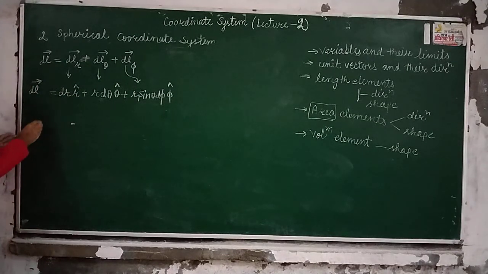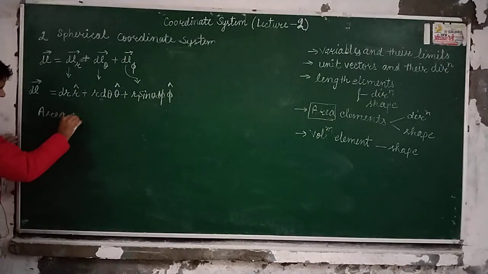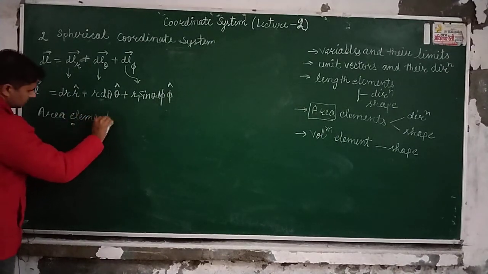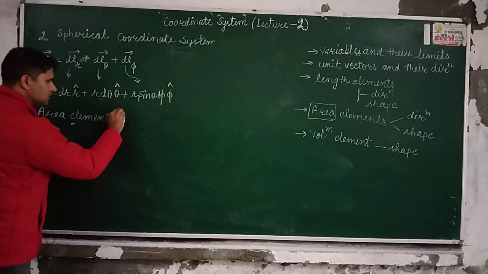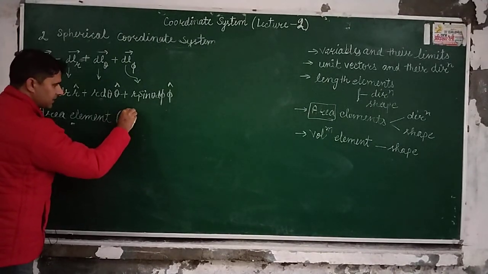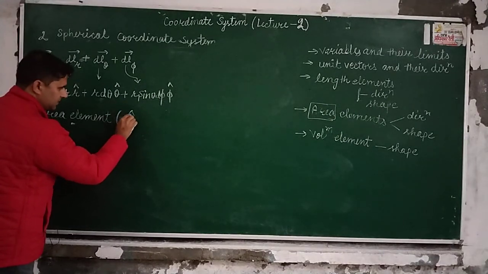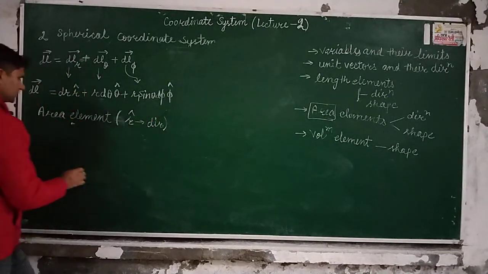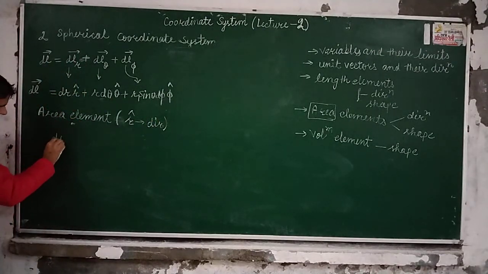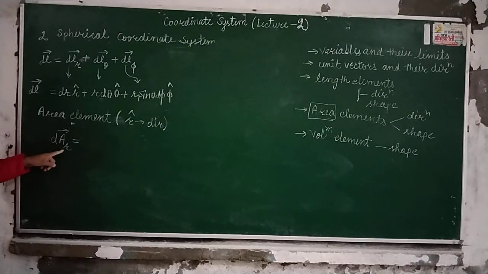So firstly we will discuss the area element whose direction is r cap. So I can write r cap direction. That is given by dA_r. I will write it here like this. So now you have to think how you can obtain the direction r cap.